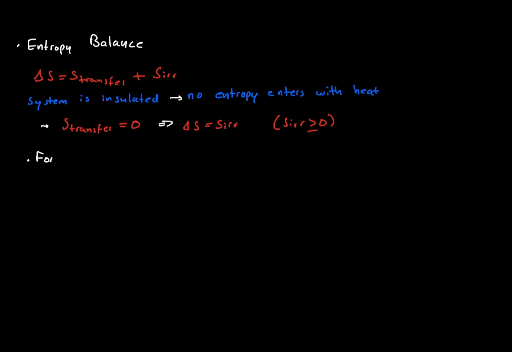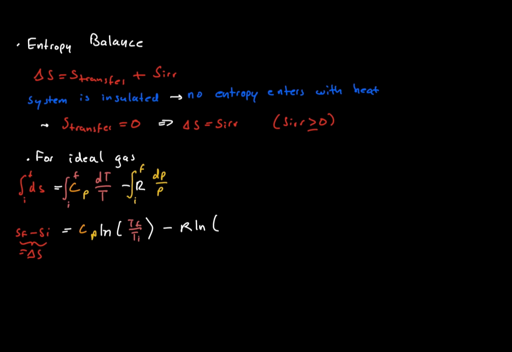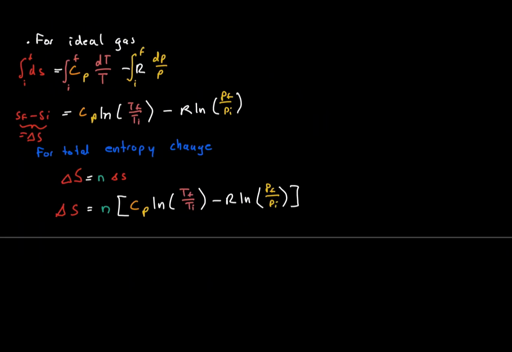Now we calculate the entropy change. For an ideal gas, the differential entropy change contains two parts. One part comes from temperature change. The other part comes from pressure change. When we integrate this expression, we get entropy change equals Cp times the logarithm of final temperature over initial temperature minus R times the logarithm of final pressure over initial pressure. Then we multiply by the number of moles.